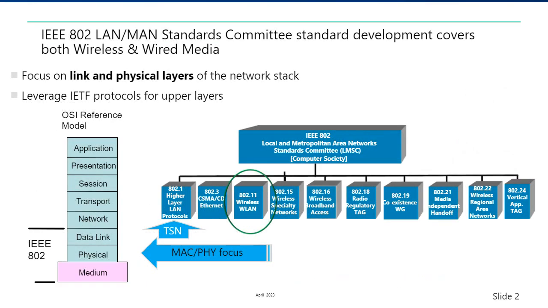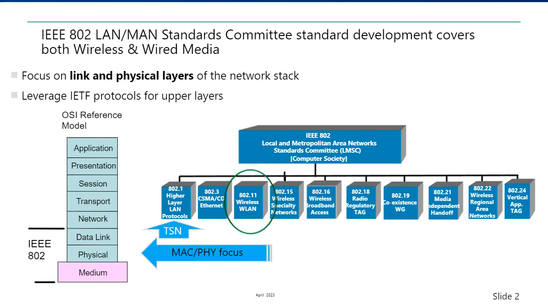So first, some context on the LAN MAN Standards Committee, our area of focus for our work. The whole Standards Committee focuses on link and physical layers in the network stack. So we are here in the data link and PHY layers. You see 802.11 highlighted in the green circle.